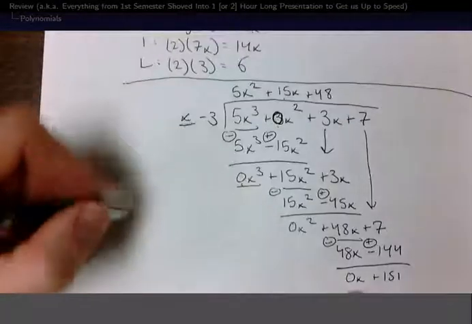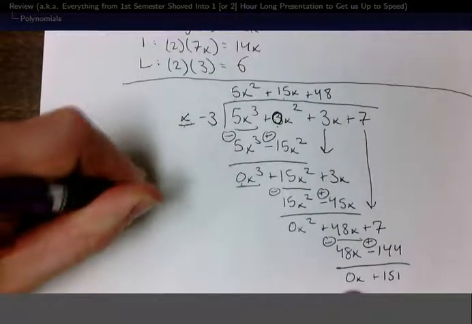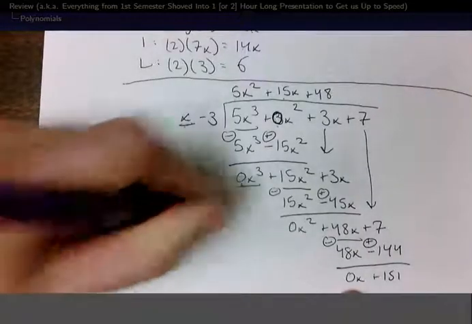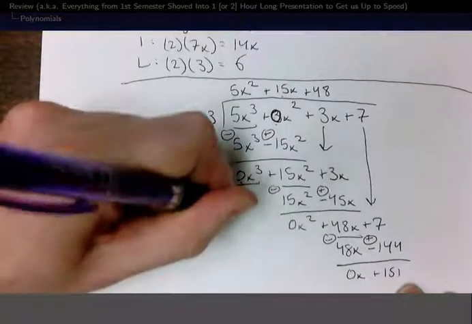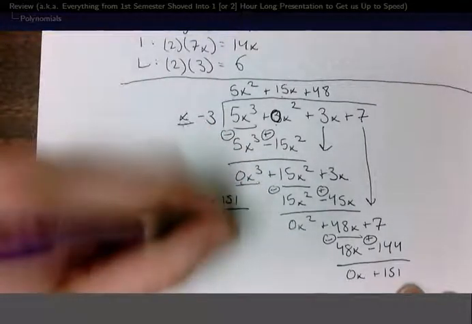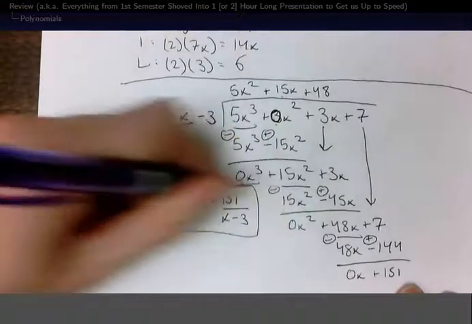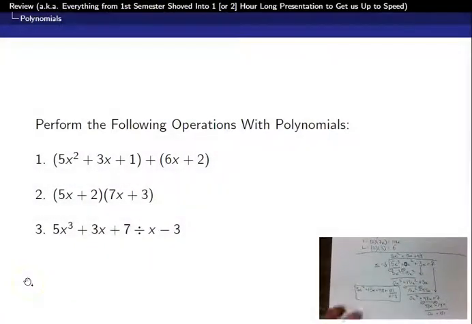Alright, so then to write the answer, generally we start off by writing our quotient here. So we have 5x squared plus 15x plus 48. And then generally the practice is to write your remainder as a fraction. So you have 151 divided by what we're originally dividing by here. So divided by x minus 3. So that's dividing two polynomials.